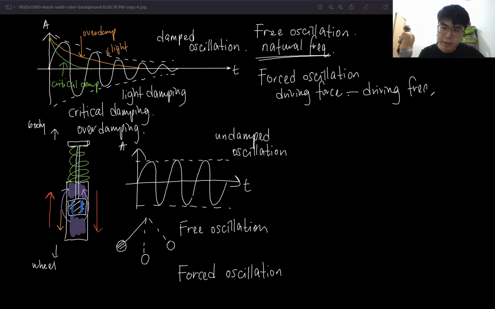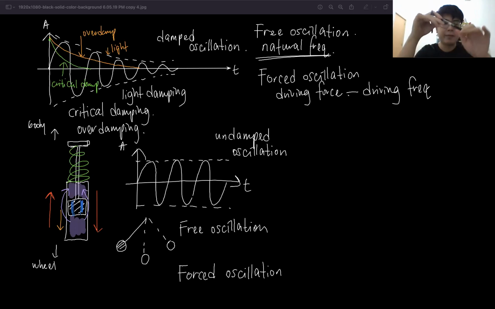Okay, the driving frequency. The pendulum will oscillate at the same frequency as the driving frequency. Initially, it was vibrating at 20 cycles per minute. Now I hold it, I vibrate like this, and the frequency of my driving force is 30 per minute. Now the system vibrates at 30 because I'm forcing it to vibrate at 30 per minute.